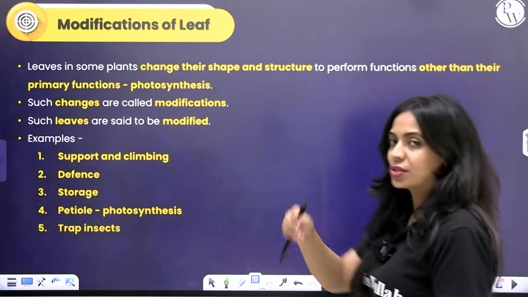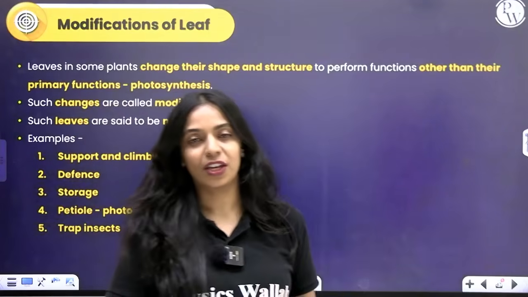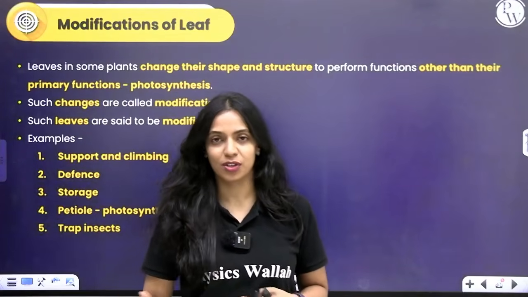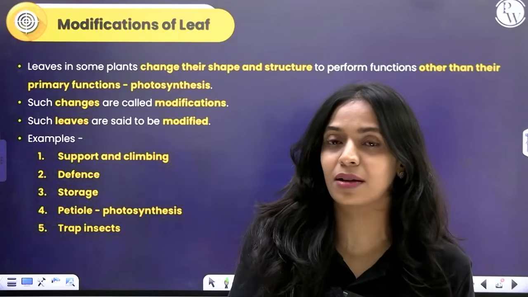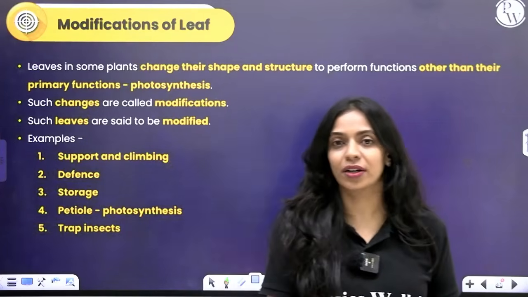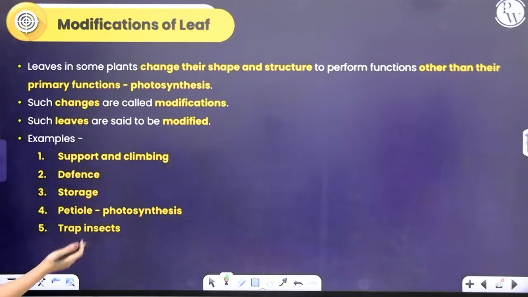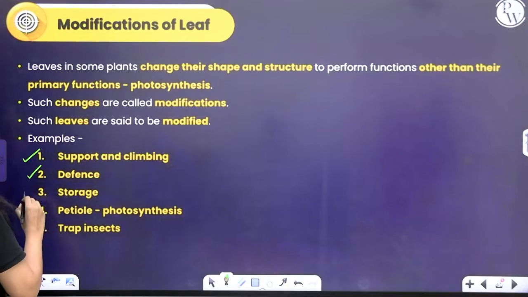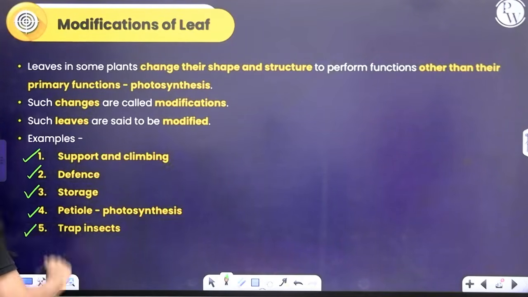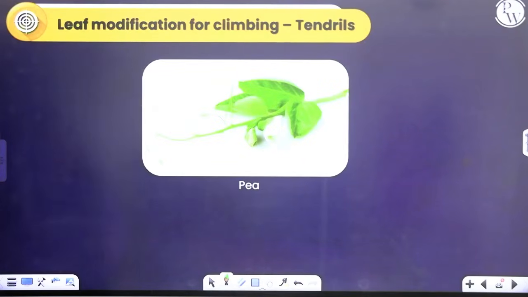So similar to how we saw modifications happening in root and stem, leaf modifications also happen. The leaf's primary function is to perform photosynthesis. If it's doing something else other than cooking food and performing photosynthesis, then we call it a leaf modification. What are the different reasons due to which leaves could be modified? For providing support during climbing, for defense, for storage, to perform photosynthesis, to trap insects. These are the different ways in which leaves can be modified. First, let's talk about support.